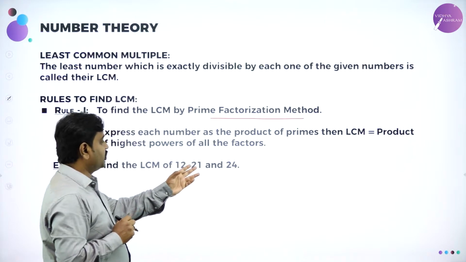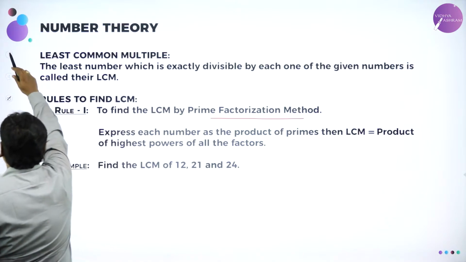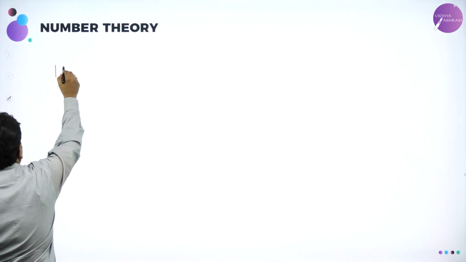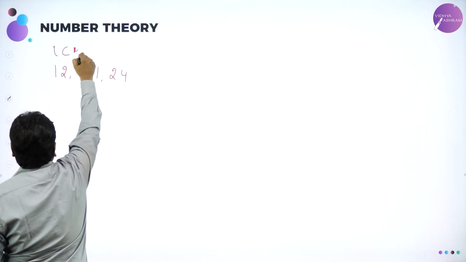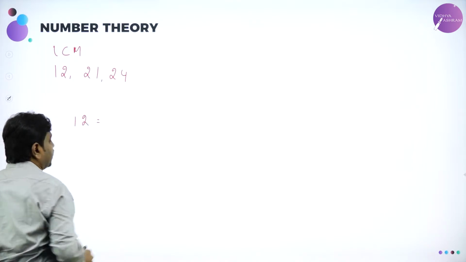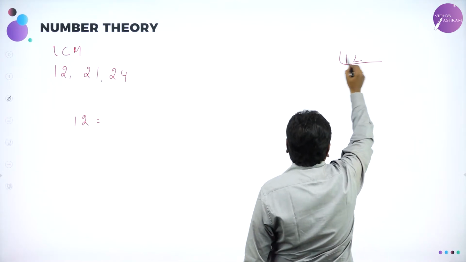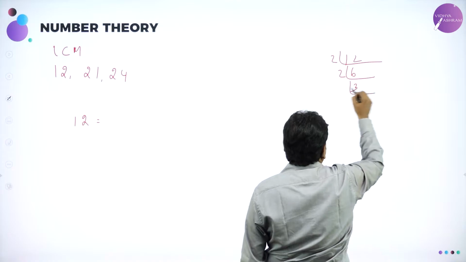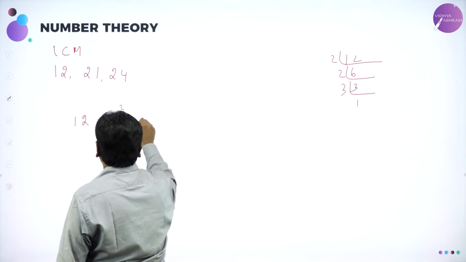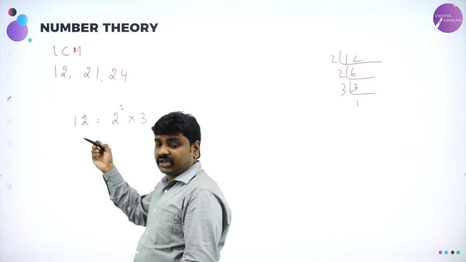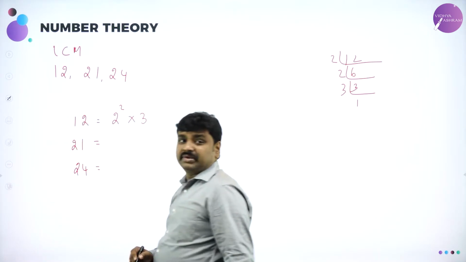Now find LCM of 12, 21, 24. First let us write all the numbers: 12, 21 and 24. Now we need to find LCM of this. First write 12 in terms of prime factors, that is, do prime factorization. 12: 2 sixes are 12, 2 threes are 6, 3 ones are 3. So can I write 12 as 2 power 2 into 3? Then write 21 also. The second number is 21, third number is 24. All three numbers, write them as a product of prime factors.